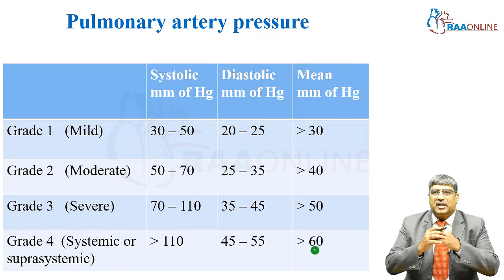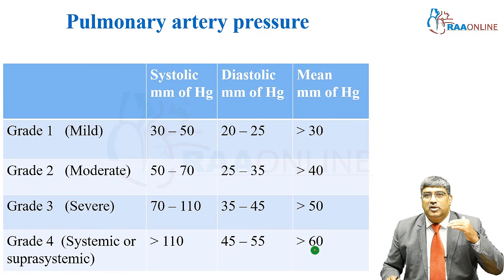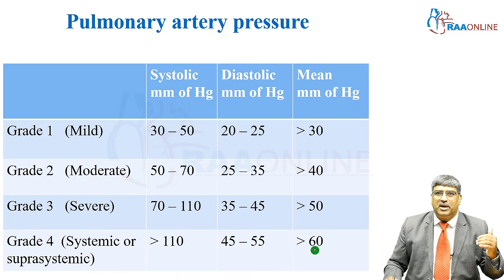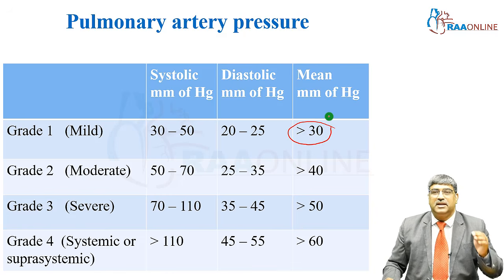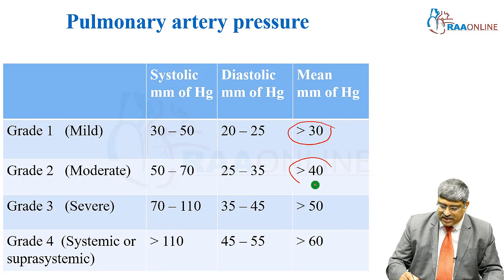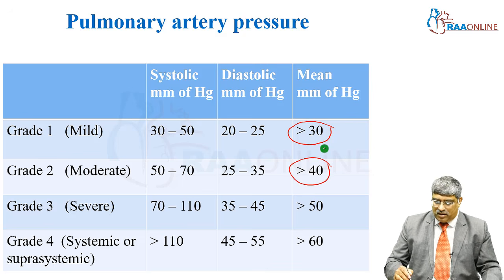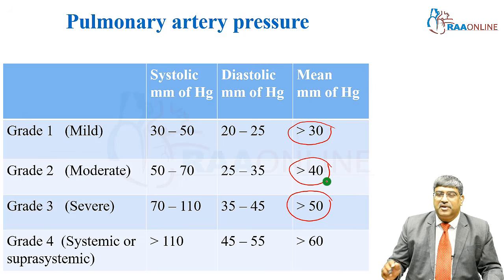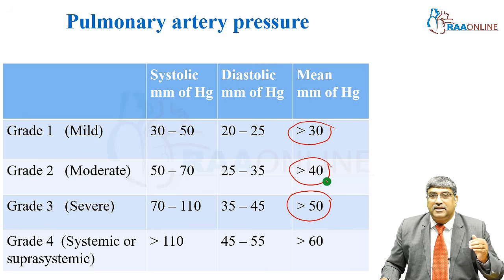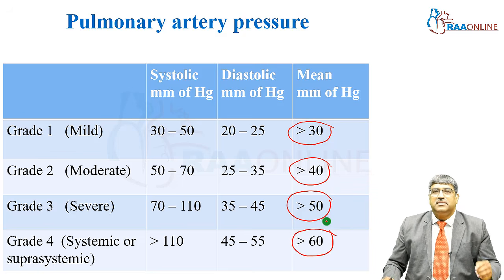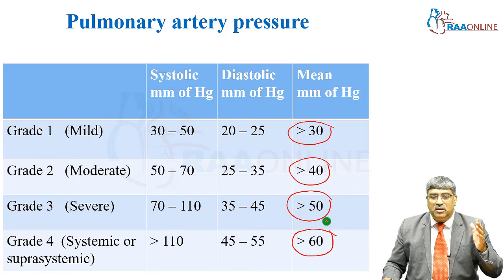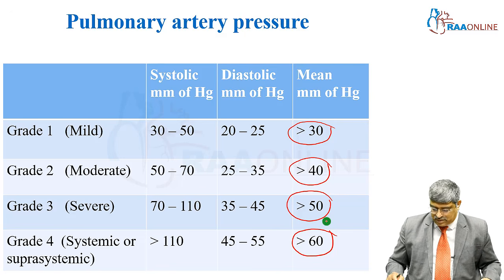And by measuring this pressure, you can know what is your grade of pulmonary artery hypertension. If the mean is greater than 30, it is mild. If it is greater than 40, it is moderate. And severe PAH is when the mean pulmonary artery pressure is greater than 50 millimeter of mercury, or if it is greater than 60 millimeter of mercury, it is called systemic or suprasystemic.